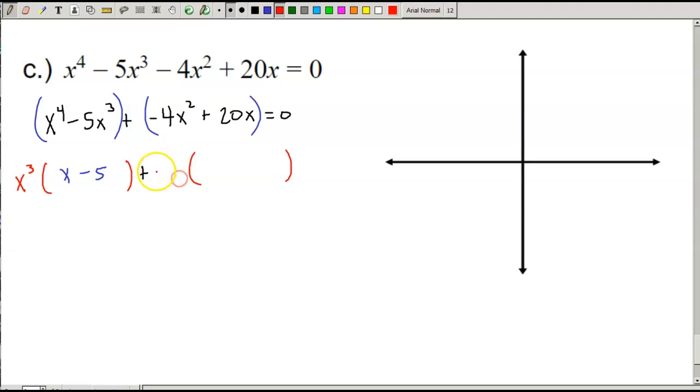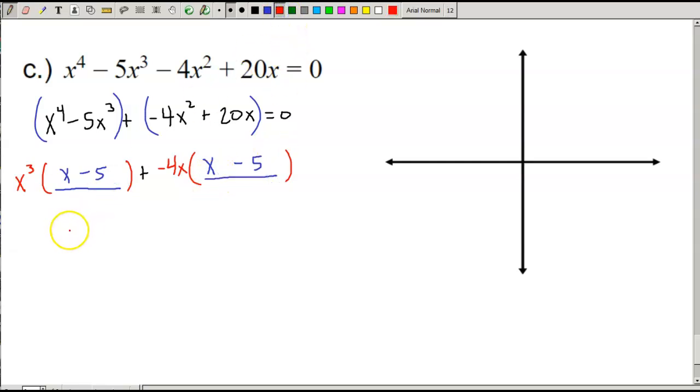Oops, and by the way, we also need to bring out that x. We're going to take out a negative 4 and take out an x, because both of those terms have an x in it as well. So what's left over here now would be an x, and then 20x divided by negative 4x would be negative 5. So you can see that we do indeed have some sort of matchup here.